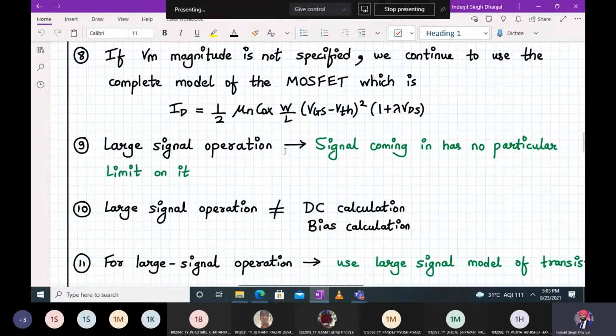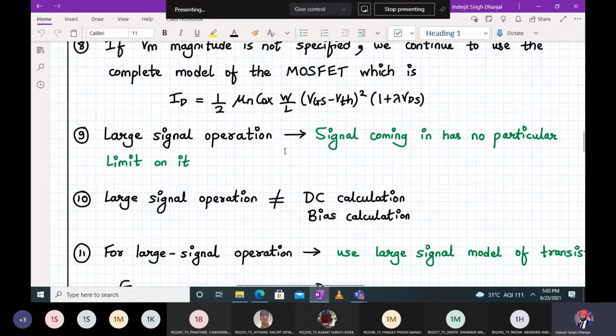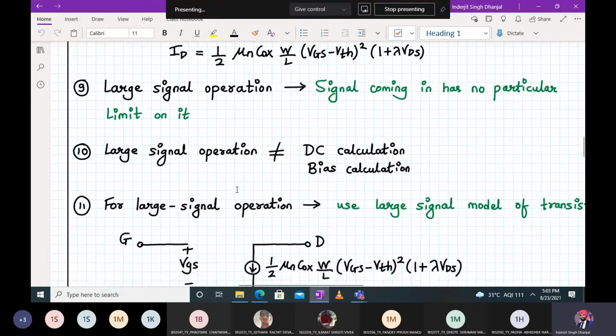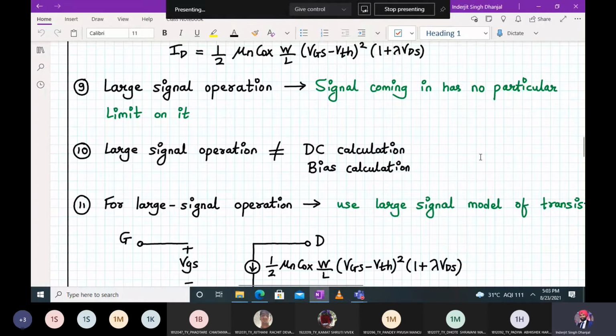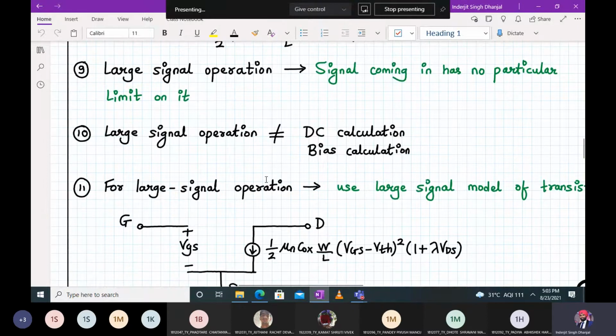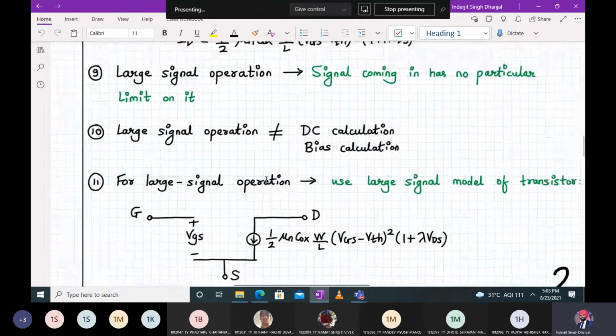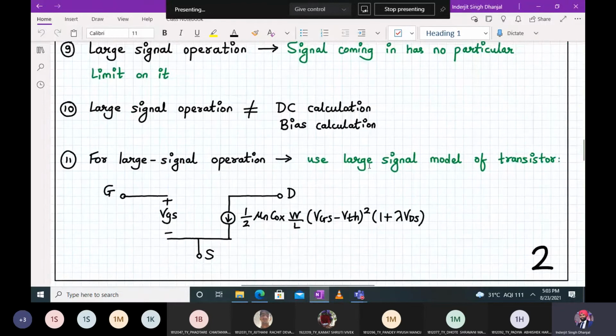So for the large signal operation, there is no particular limit to the input signal coming in. So remember, large signal operation is not equal to DC calculations or bias calculations. Remember that there is a distinct feature. I mean, distinguish between them. Large signal operation does not mean we are doing DC calculations or bias calculations. No. So what it means is, to make it more convenient, that for large signal operation, we use the large signal model of the transistor. So what is the large signal model of the transistor?